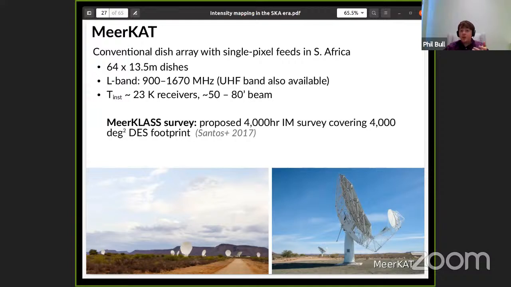We're not at the point where we can do the MeerKAT survey yet. MeerKAT's still a very new telescope. Lots of people want to spend time using it. So we're just doing a Pathfinder survey at the moment.